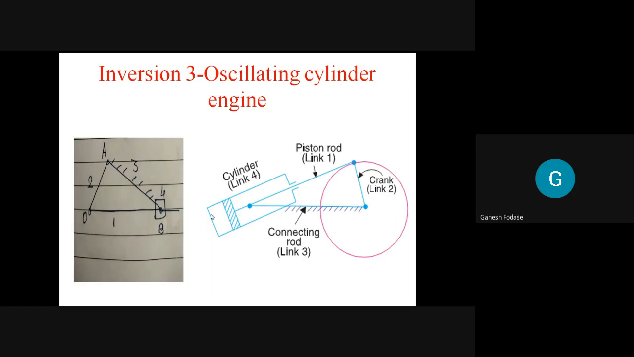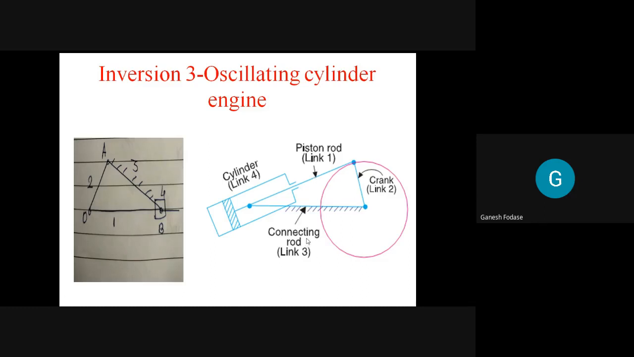Like when the crank rotates, this piston will reciprocate, and in addition to this, the cylinder in which this piston and crank mechanism is fitted is oscillated about this point. Hence, this mechanism is called an oscillating cylinder engine. And why do we call this an inversion of single slider? Because in this case, we use a single slider mechanism, and it is the third inversion because link number 3, which is the connecting rod, is fixed here. I will show you its animation.